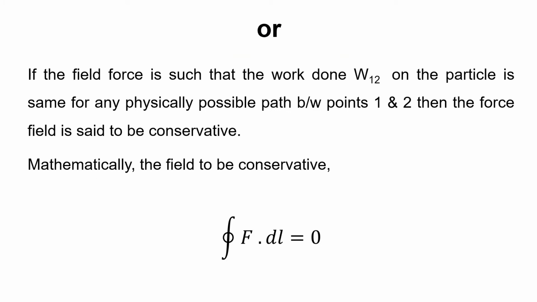Now the second definition can be stated like this: if the force field is such that the work done on the particle from 1 to 2 is the same for any physically possible path between the two points 1 and 2, then the force field is said to be conservative. It means that the work done from 1 to 2 and the work done from 2 to 1 will mathematically sum to 0. Mathematically, the field is conservative, so it can be written as the closed integral of F dot dl is equal to 0. You can write down the definitions and understand the definitions written here.